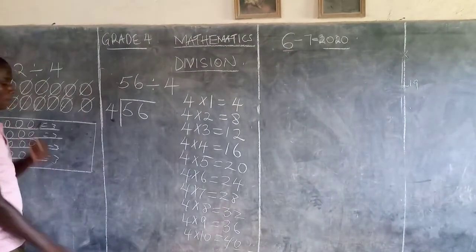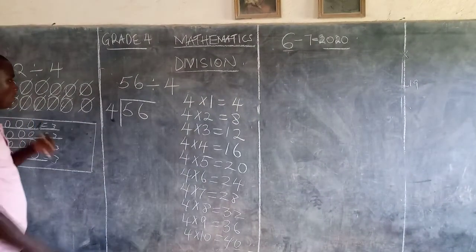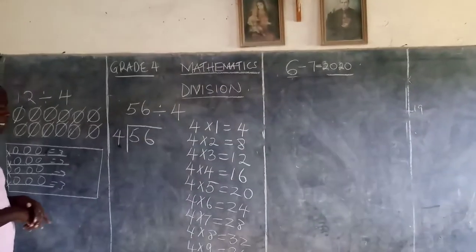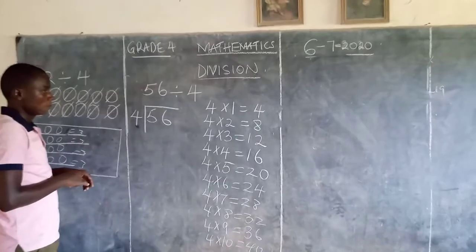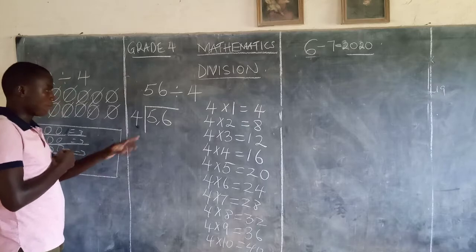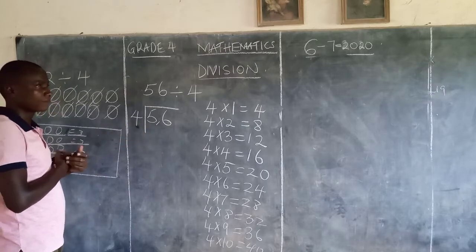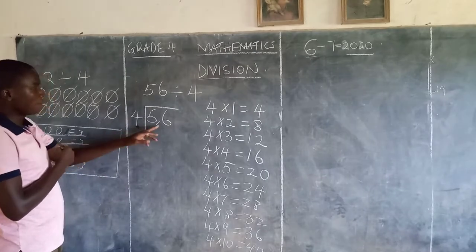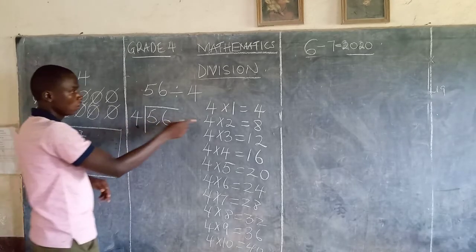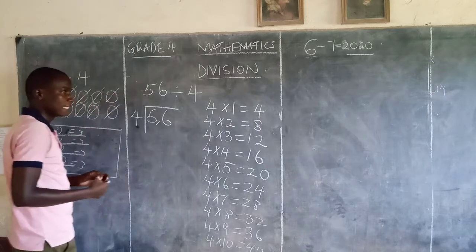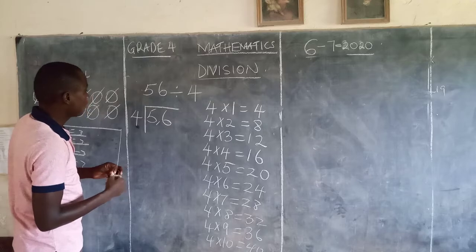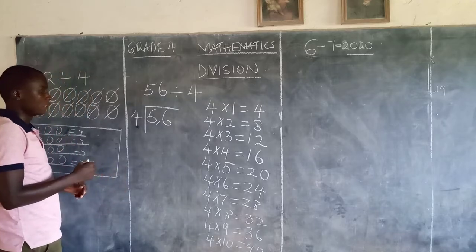Once you have your table, come here and regroup your number into single digits. When you group in single digits, you are going to have 5 and 6. 5 is bigger than 4. If it is bigger than 4, you proceed and divide it directly. If it is less than 4, again, I will direct you on how to move forward.